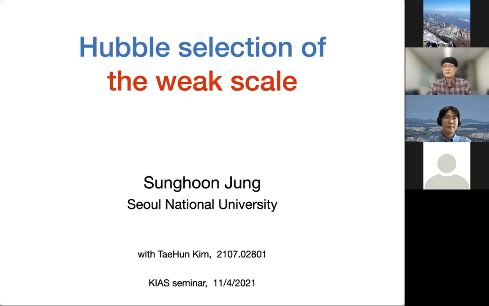And every time it was an opportunity and excitement and also motivation to develop something new and give a new talk. And fortunately today, I hope I can give a relatively new direction of research. It's based on the paper that I posted on arXiv back in July with my student Taehoon Kim. It's the Hubble selection of the weak scale. It's a kind of quantum cosmological mechanism to choose a weak scale in most of the universe. Okay, so let me get started.